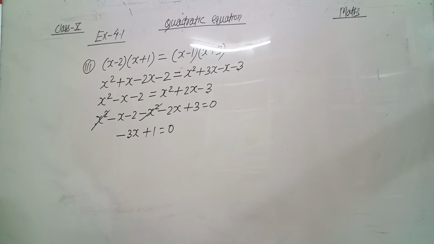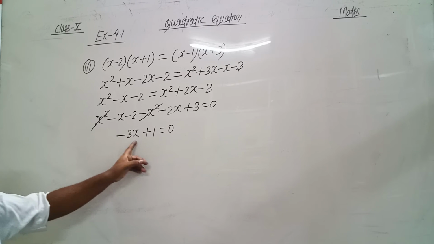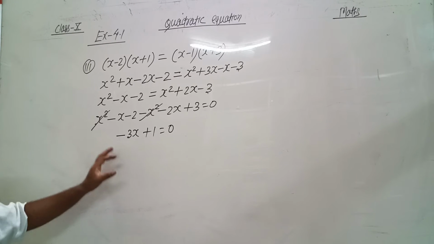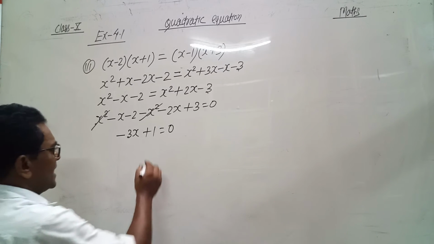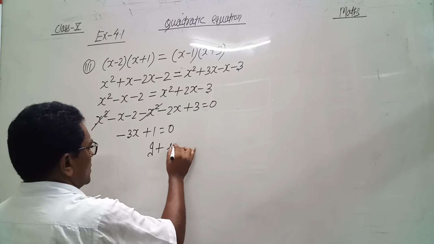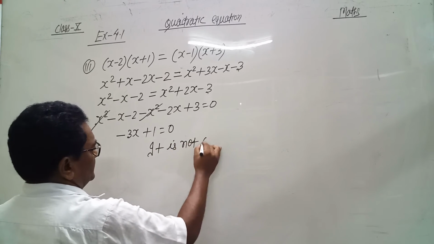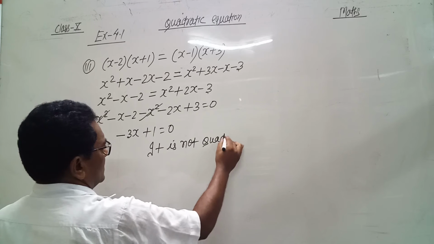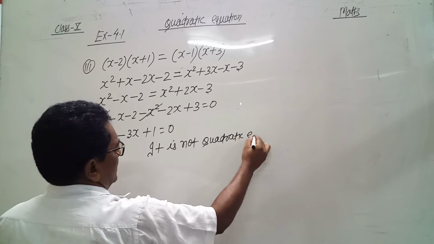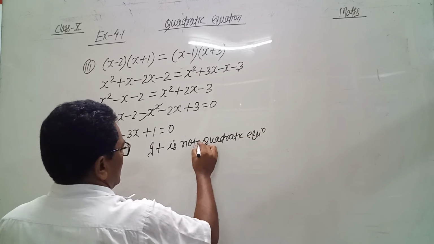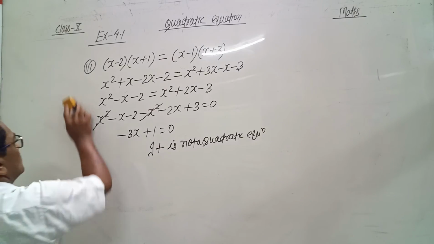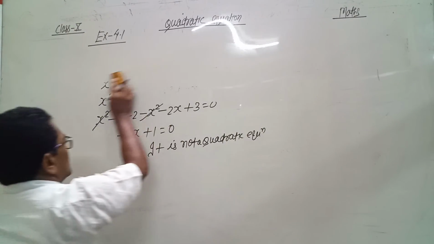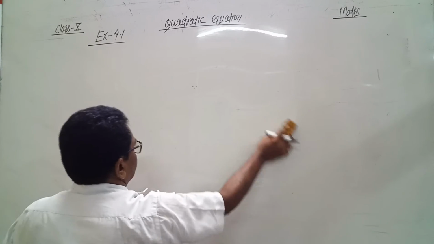The condition for quadratic equation, there should be the term containing x square. यहाँ x square का term नहीं है, so we will write it is not a quadratic equation. It is not a quadratic equation because this equation doesn't contain the term x square. Therefore, it is not a quadratic equation.